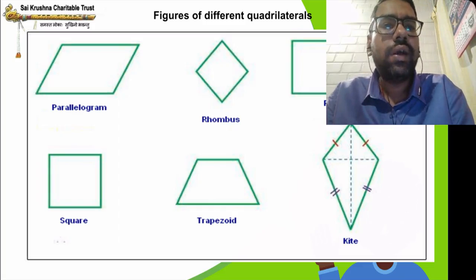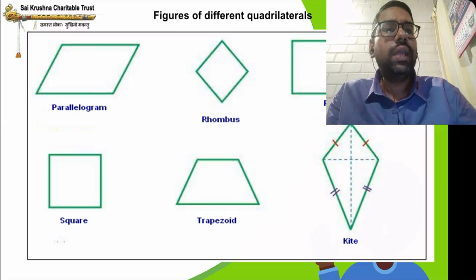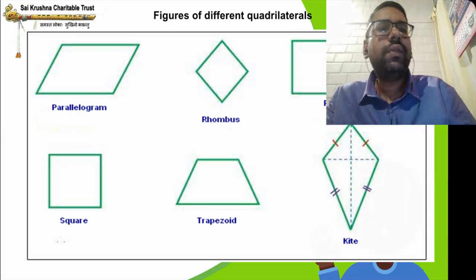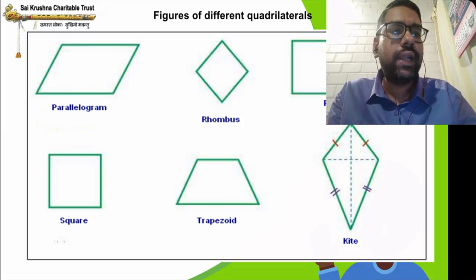What is a trapezoid? A trapezoid looks like this. Okay, opposite sides are not equal here. It is a trapezoid because it has four sides. Then you have one more figure, the kite. We will not discuss the kite here. Okay, just know what that figure is. It's a kite.